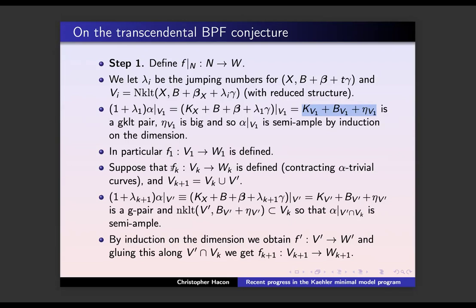So suppose that we have inductively defined morphisms from Vk to Wk. So Vk is the non-KLT locus of B plus beta, X plus lambda k gamma. And these morphisms, of course, by their definition, have to contract all alpha trivial curves. And now we want to define it on the next locus, Vk plus 1. Well, there's two possibilities.